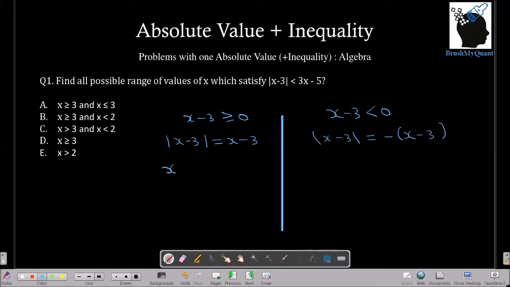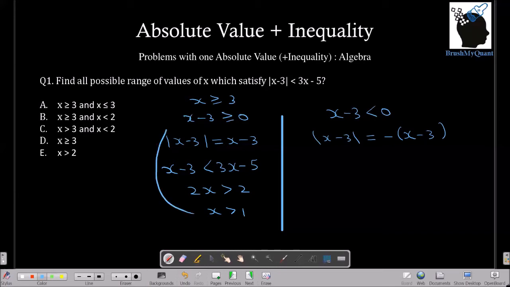Now let's go ahead and solve this. So x minus 3 is less than 3x minus 5. We rearrange this, we are going to get 2x is greater than 2 or nothing but x is greater than 1. And our condition in this case was x is greater than or equal to 3. And we are getting the answer as x is greater than 1. That means our final answer will be the intersection of these two, which is nothing but x is greater than or equal to 3. So let's solve the second case.